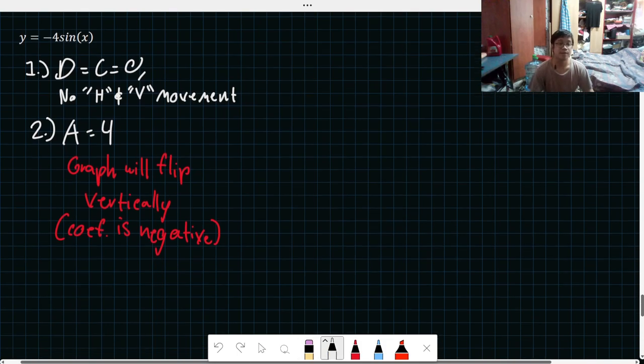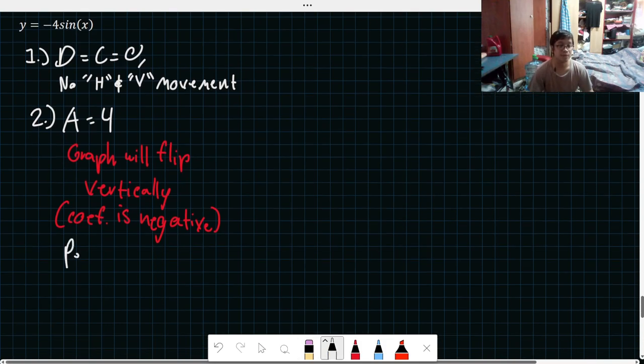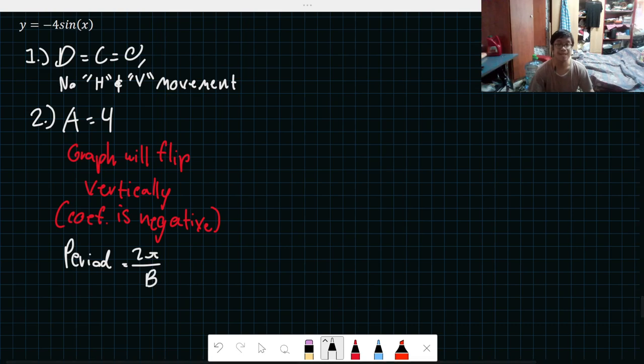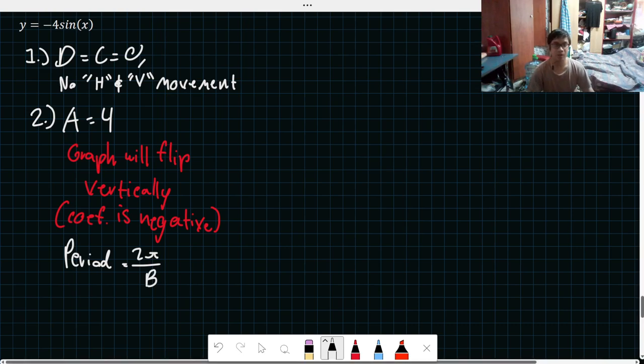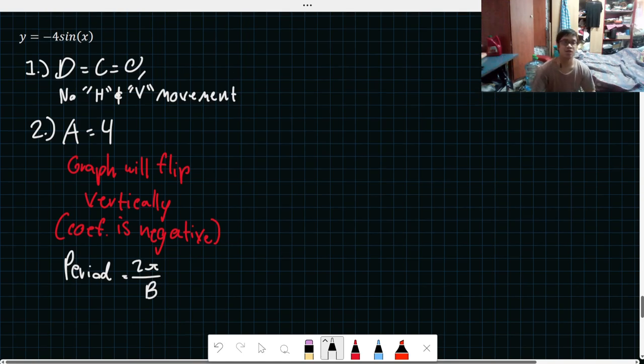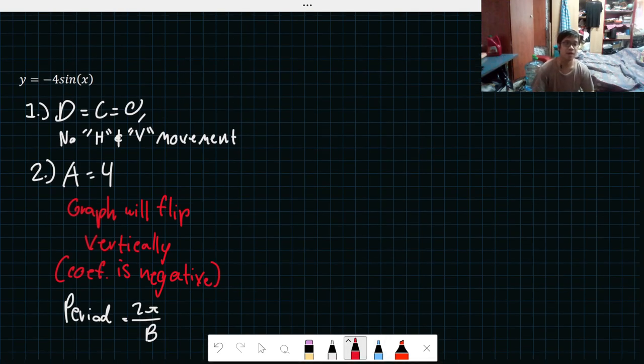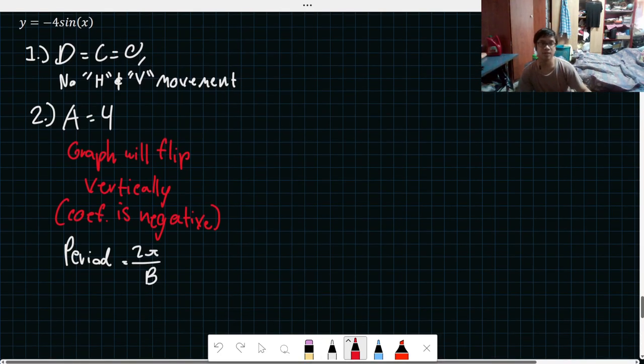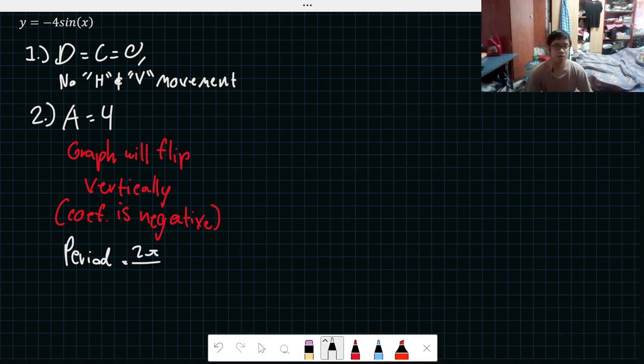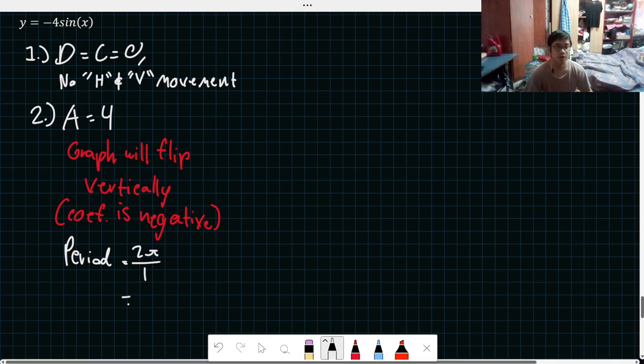Now we find the period. How do you get the period? It's 2 pi over b. Here, your b is 1. Remember, b is the coefficient of x inside the sine function. So it's simply 1, no changes. So you have 2 pi. That's it. I think we're good to go.